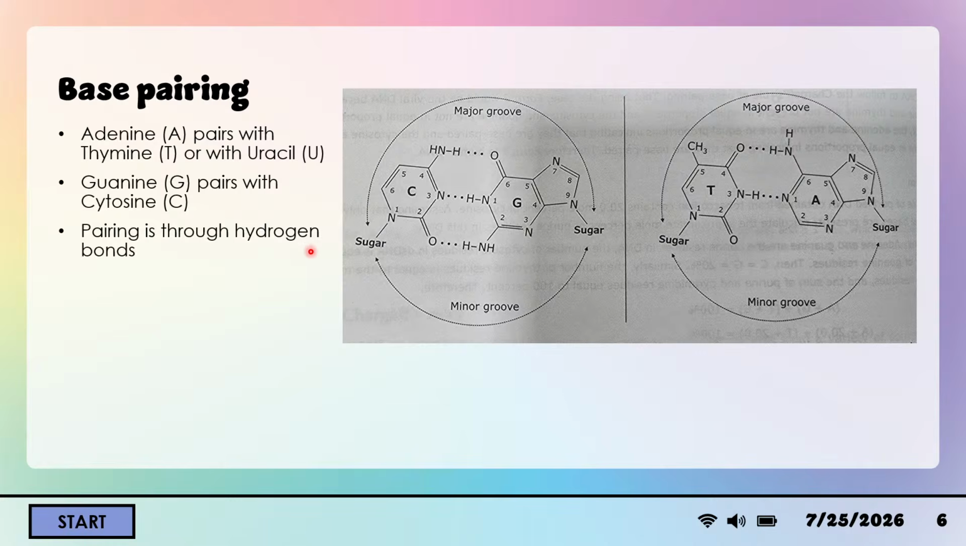Now you need to remember that this particular bonding which you see here, this is a bond, this is a bond, and this is a bond as well. So this is through hydrogen bonding. Okay, and also in case of the A and T, they pair through hydrogen bonding.